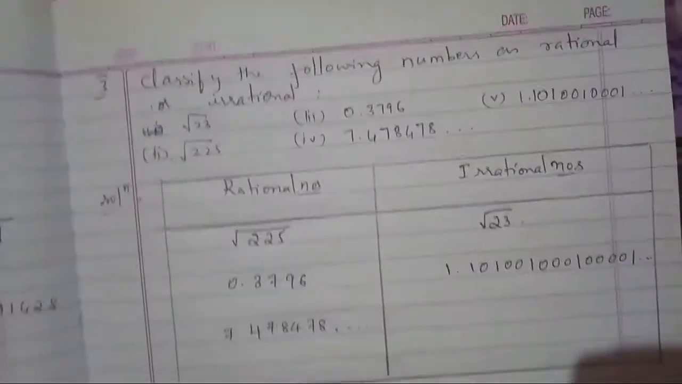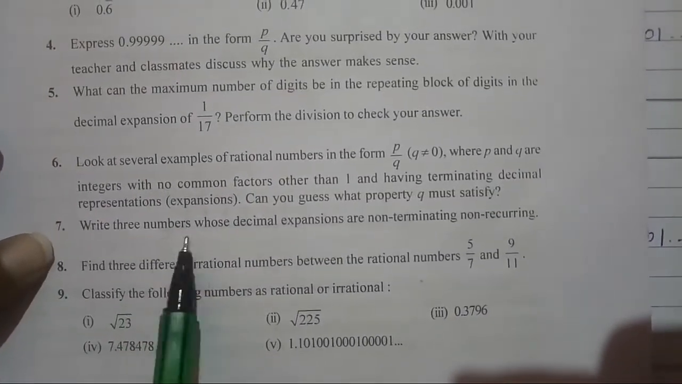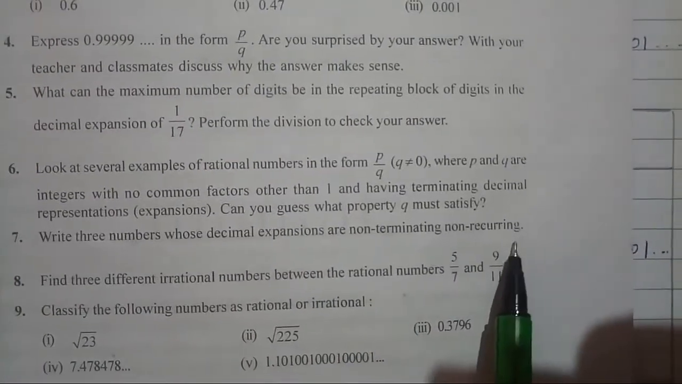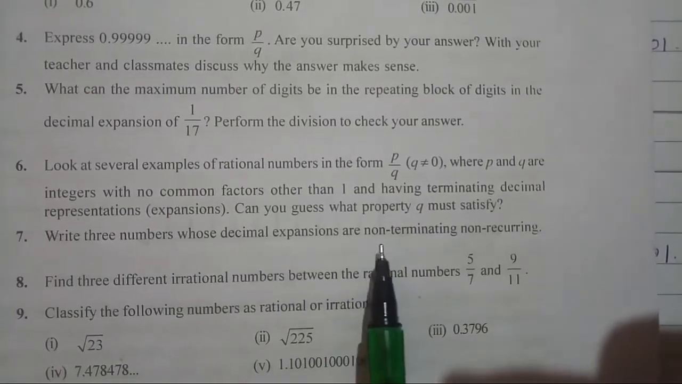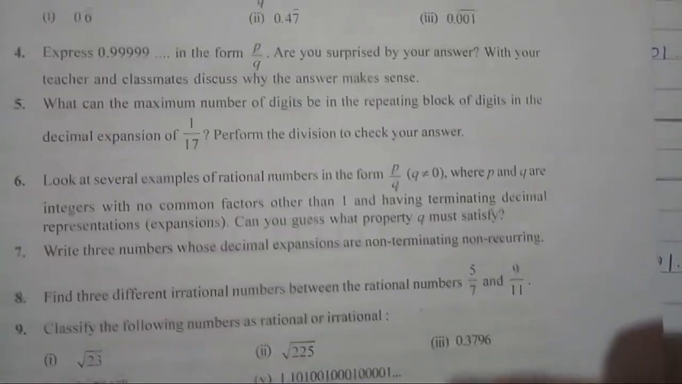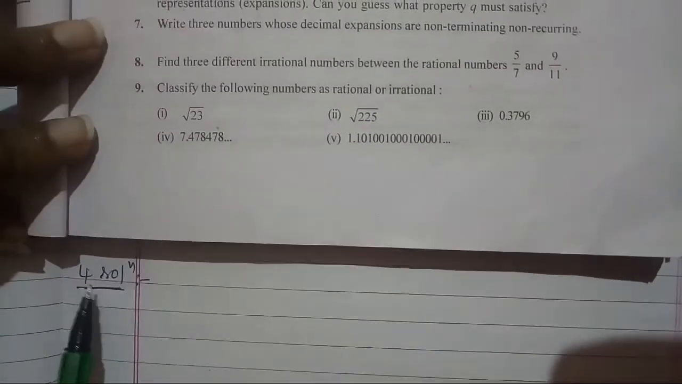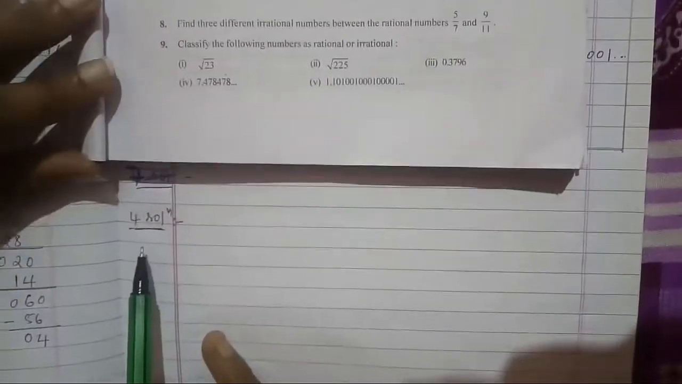Next question, take the 7th problem. Write 3 numbers whose decimal expansions are non-terminating, non-recurring. We need to give examples whose decimal expansions are non-terminating and non-recurring. Write the 7th problem, but in the notes you have to write it as the 4th problem. The 9th problem I had taken as the third problem, and the seventh problem as the fourth. In the notes you have to mention the fourth problem.